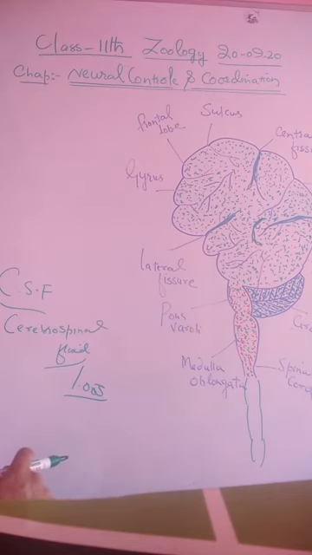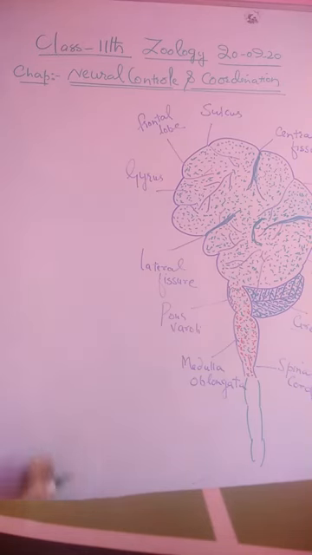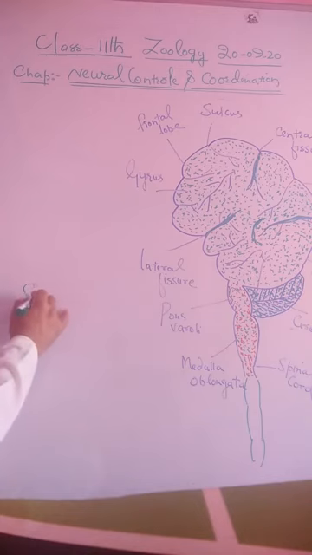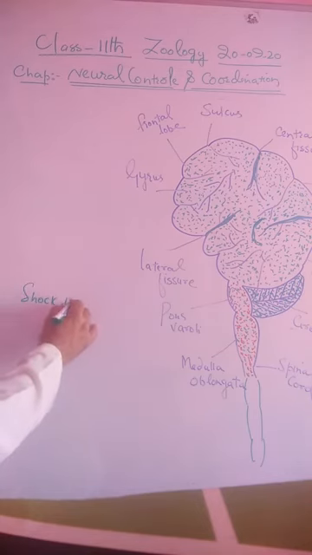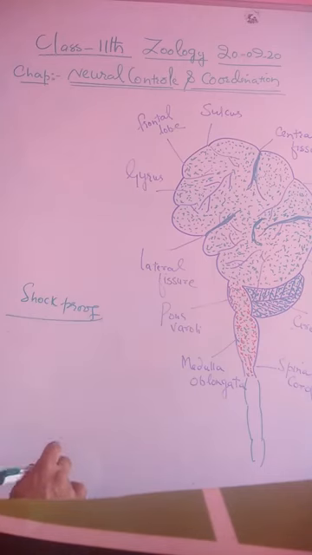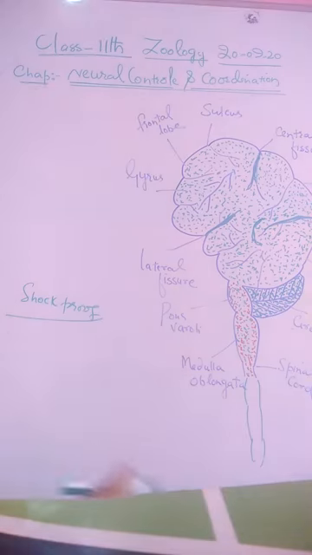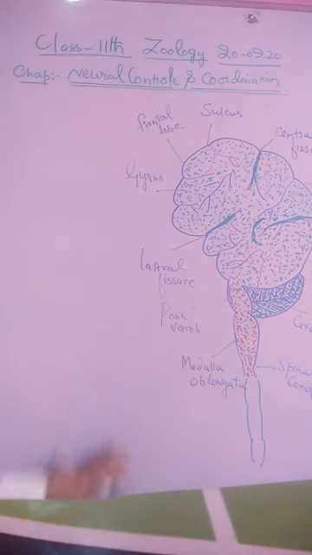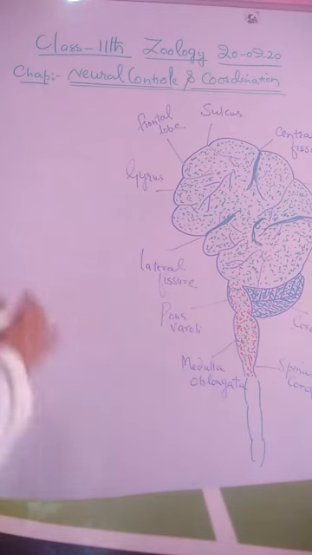It has a number of functions. Cerebrospinal fluid has a number of functions. First of all, it acts as a shock absorber for the brain and it maintains constant pressure. It keeps the brain and spinal cord moist. These are the functions of cerebrospinal fluid.